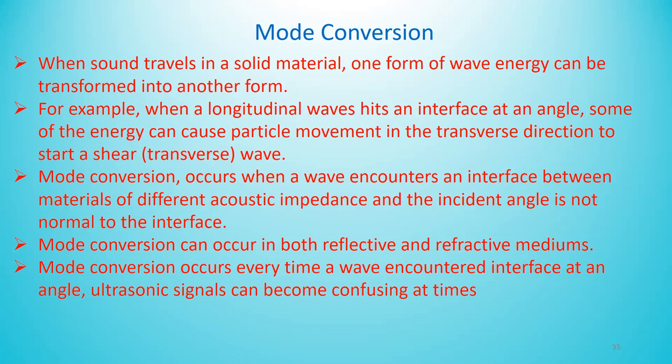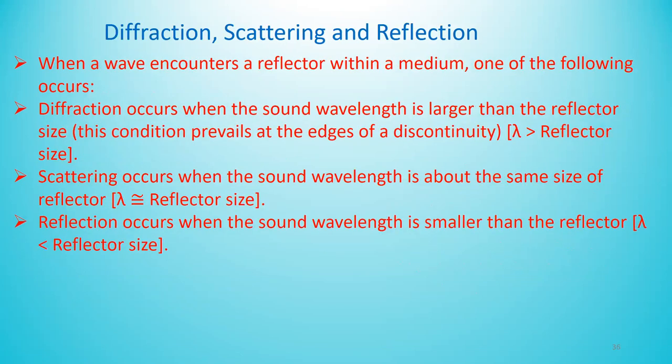Ultrasonic signals can become confusing at times. When a wave encounters a reflector within a medium, one of the following occurs. Diffraction occurs when the sound wavelength is larger than the reflector size. This condition prevails at the edge of the discontinuity. Scattering occurs when the sound wavelength is about the same size as the reflector. Reflection only occurs when the sound wavelength is smaller than the reflector. Scattering occurs when it is the same size. Diffraction occurs when it is larger than the reflector size.